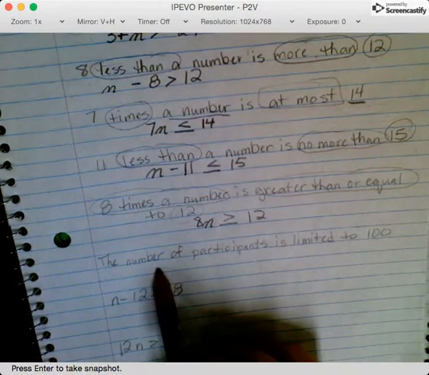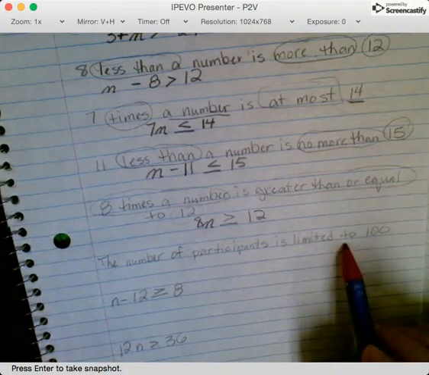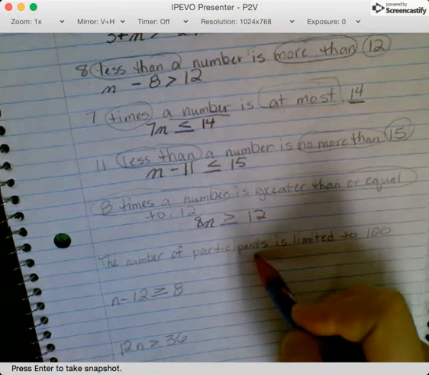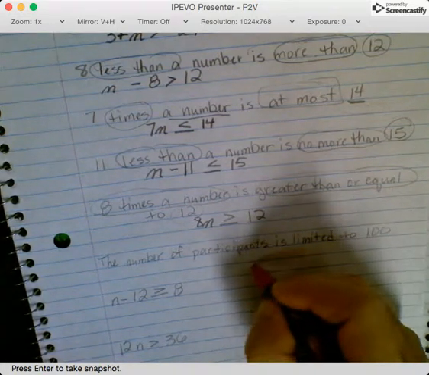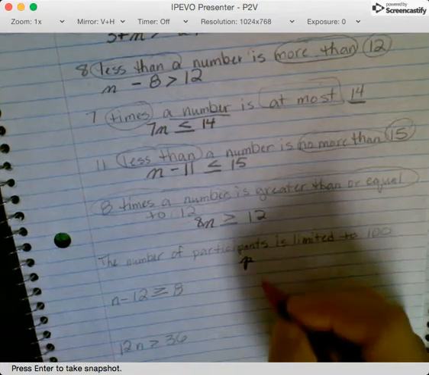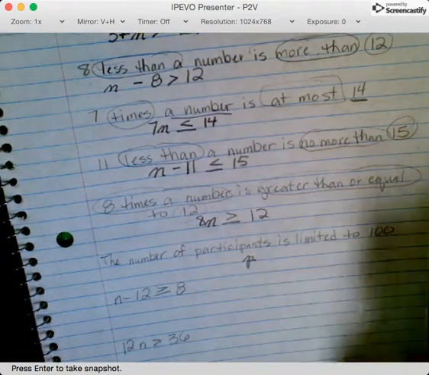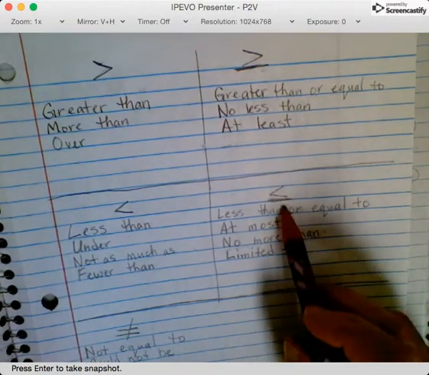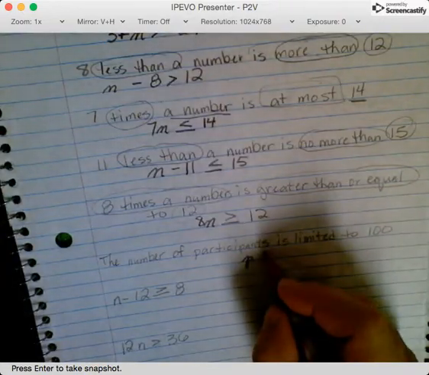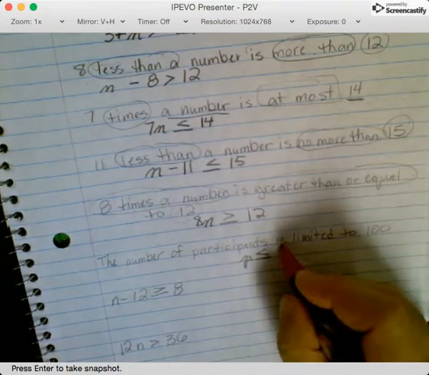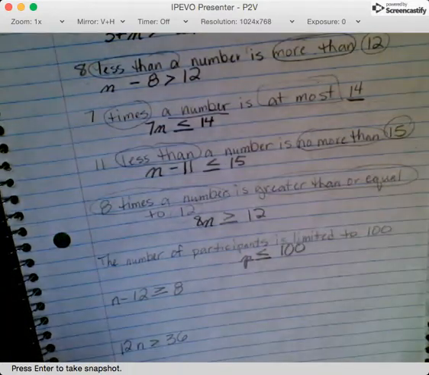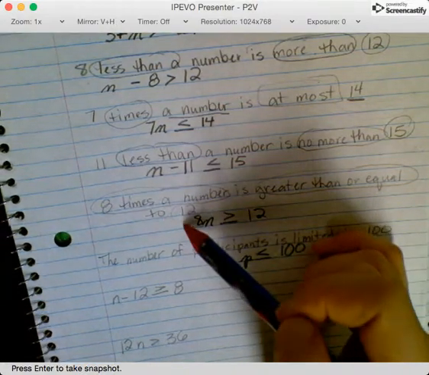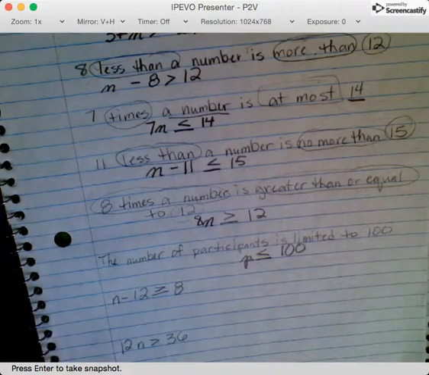This one is a little bit different. The number of participants is limited to 100. So I don't know how many participants. I'm just going to put a variable. I could put letter n, but I'll put letter p because p is the first letter of participants. Limited to, that means it's less than or equal to. So that's another less than or equal to. And then my other number is 100. Okay, so that's how you would do those. You just look one part at a time and then put in the symbols and the operations.